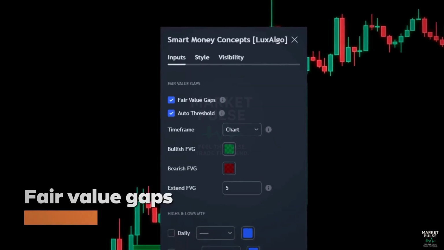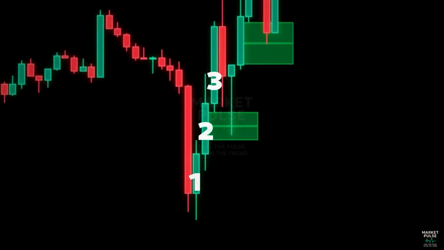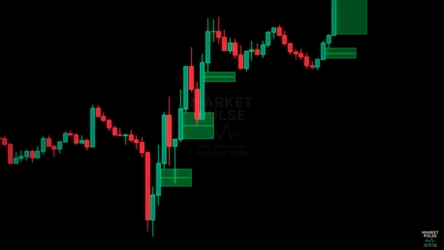We also have fair value gaps, something I'm sure you've heard of and are a critical tool in my trading. These are imbalances on the chart that are made up of 3 candlesticks.